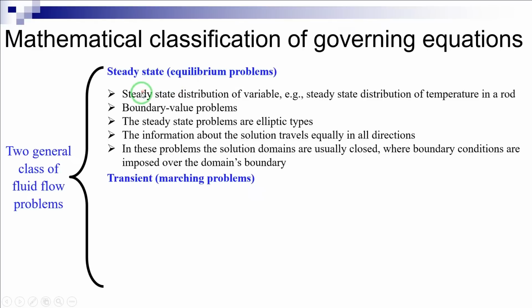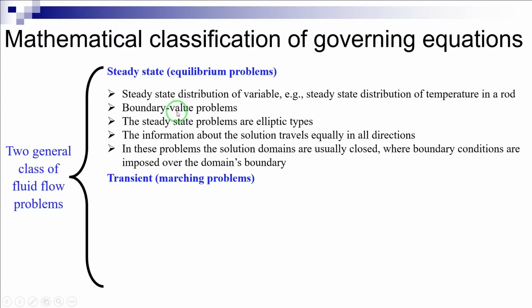calculation of the steady state distribution of variables, such as the steady state distribution of temperature in a rod of solid material. These problems are also called the boundary value problems, since the steady state distributions of variables depend only upon the values of the variables on the boundaries.